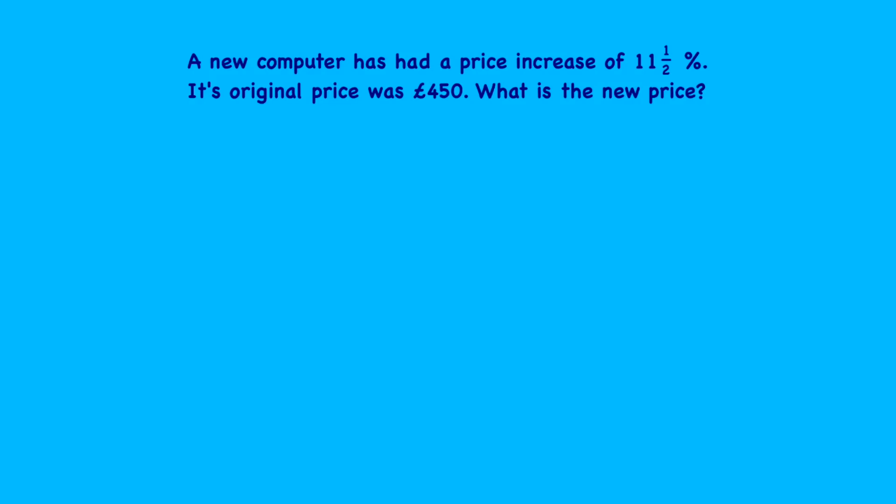Let's have a look at this one. So I'm going to start off by finding 10%. So to do that, remember, I divide 450 by 10. So 10% of 450 is 450 divided by 10 is £45. Then I'm going to find 1%. So a tenth of 10% is 1%. So I want to find a tenth of £45 to find 1%.